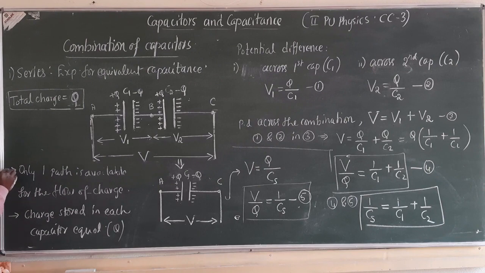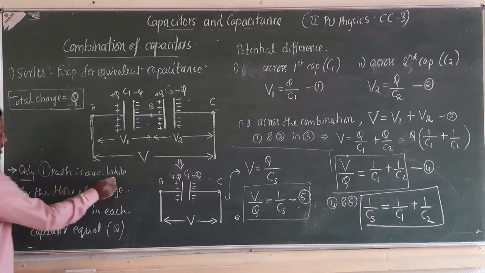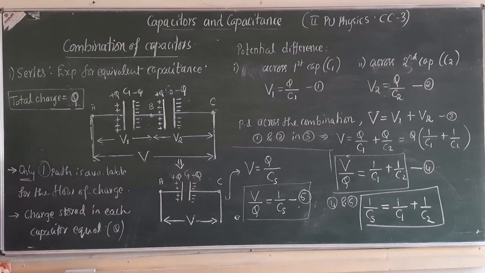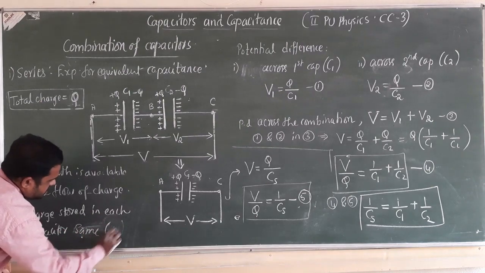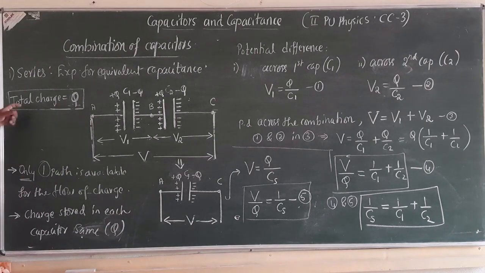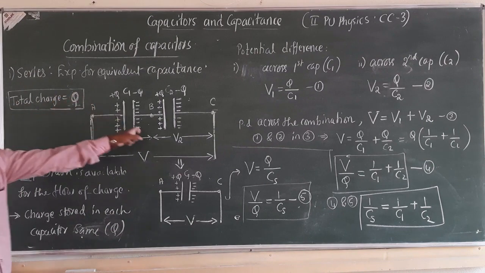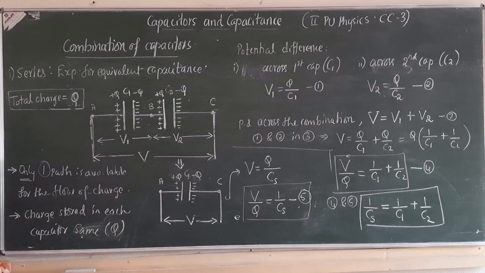So, remember all these points. In case of series combination, only one path is available for the flow of charges. Next, in case of series combination, charge stored in each capacitor is equal, the same amount of charge is stored in each capacitor. If you consider the total charge stored in the combination, it is equal to the charge stored in a capacitor. Okay, that is Q, and this is the derivation, important from the point of view of board exam.